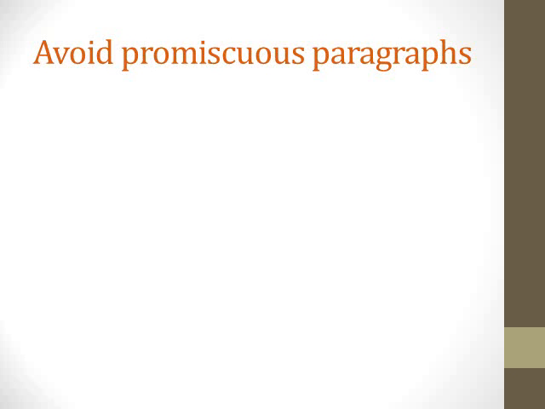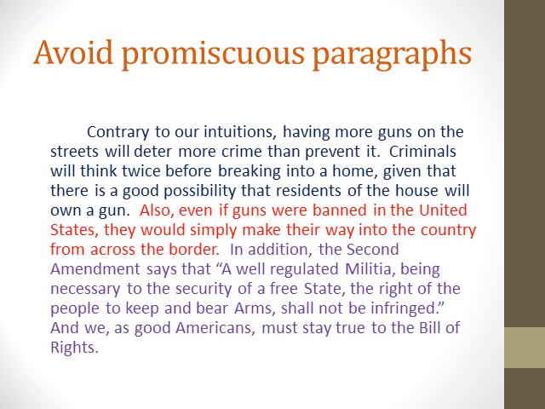So let's take an example from the same essay about gun control. And let's just go ahead and read through this paragraph. Contrary to our intuitions, having more guns on the street will deter more crime than prevent it. Criminals will think twice before breaking into a home, given that there is a good possibility that residents of the house will own a gun. Also, even if guns were banned in the United States, they would simply make their way into the country from across the border. In addition, the Second Amendment says that a well-regulated militia being necessary to the security of the free state, the right of the people to keep and bear arms shall not be infringed. And we, as good Americans, must stay true to the Bill of Rights.